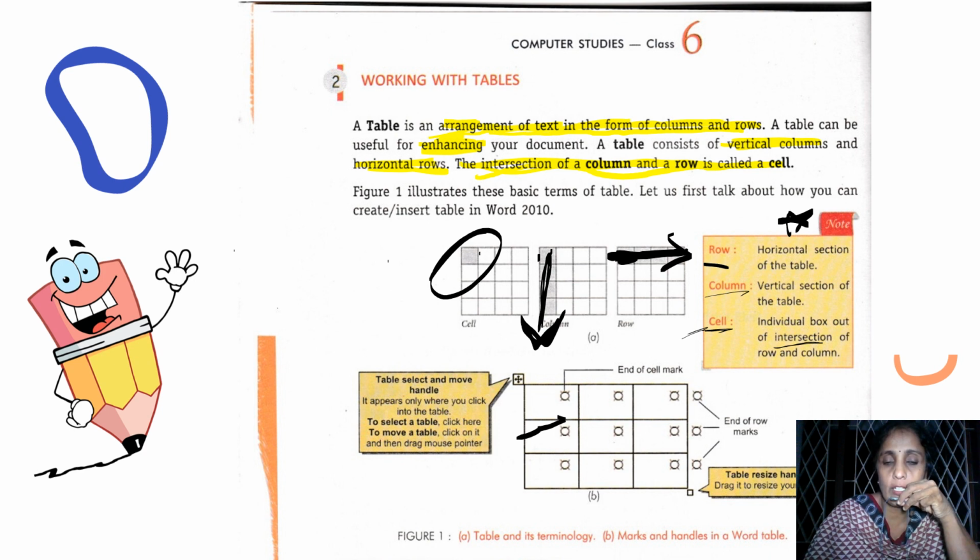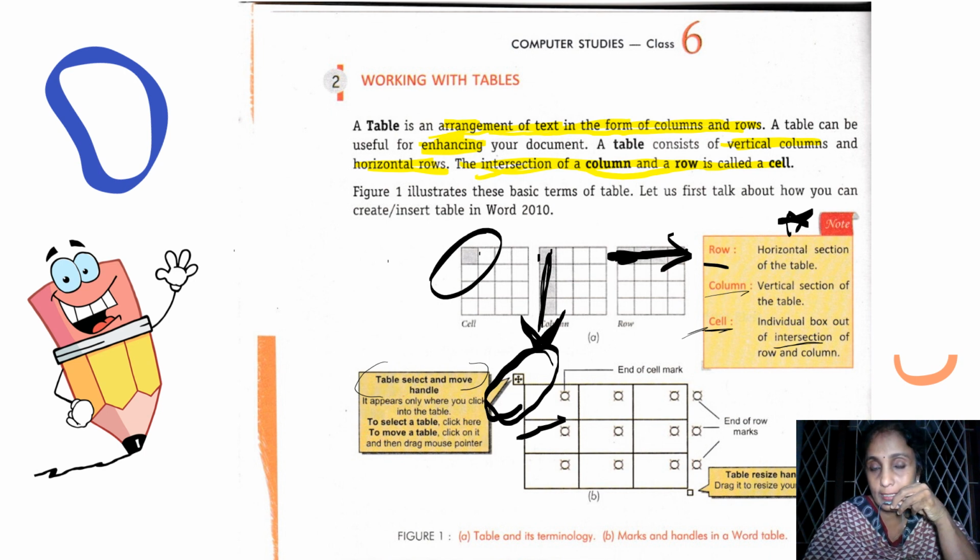On the left top you can see a square with a plus sign, that is called move handle, and this move handle is used to select the whole table. When you click on the table, you will get the move handle, and when you click on that move handle, you can select the table. Also, it is used to move the whole table from one place to another place. You can click on that move handle, and you can drag the table to place it into some other place.